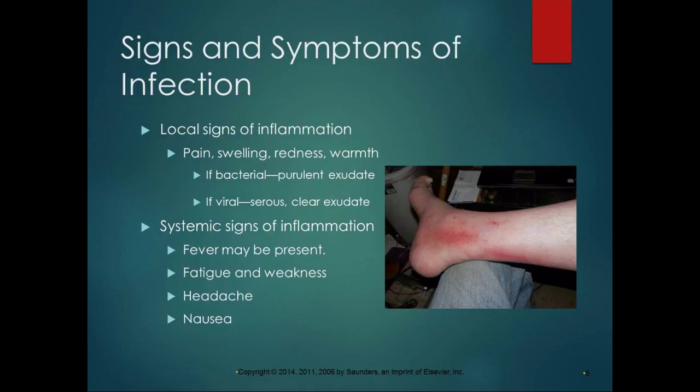Systemic signs: fever, fatigue, weakness, headache, nausea. With some viral infections, you have a subnormal temperature. So rather than having a fever, your temperature is running low. With severe infections, either viral or bacterial, the nervous system might be affected, resulting in confusion or disorientation, seizures, or loss of consciousness. So infections are serious.